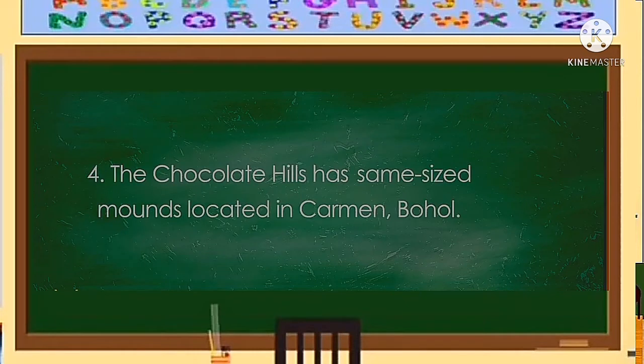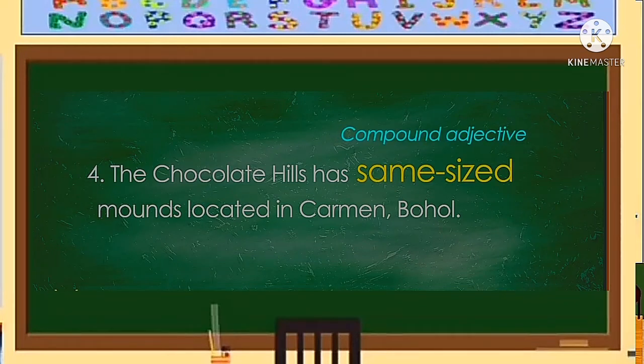Number 4. The Chocolate Hills has same-size mounds located in Carmen, Bohol. What type of adjective is same-size? Very good. It is also a compound adjective modifying the noun mounds.